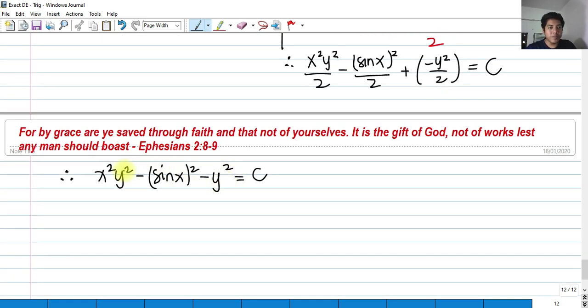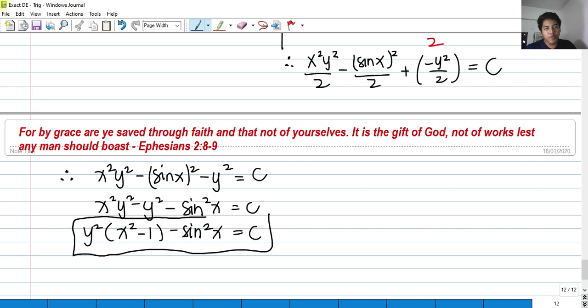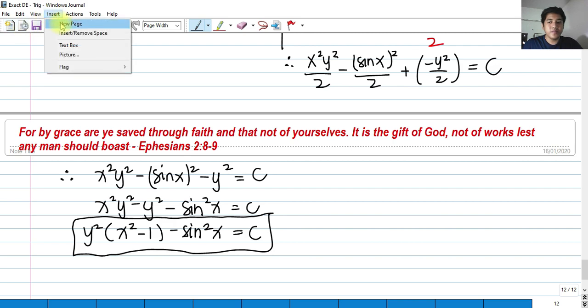And we can furthermore simplify this. If I manipulate this, this would be x squared y squared minus y squared minus, let's distribute the square, sine squared of x equals c. As you can see, y squared is common. We have y squared times x squared minus 1, minus sine squared x, is equal to c. And this should be our final answer for this differential equation. Okay, let's try another example.